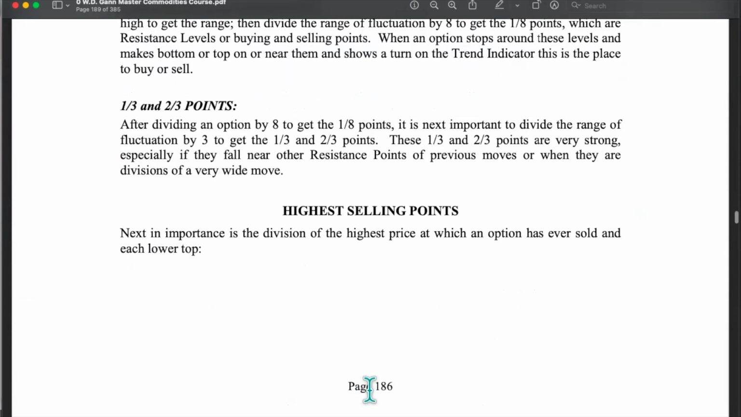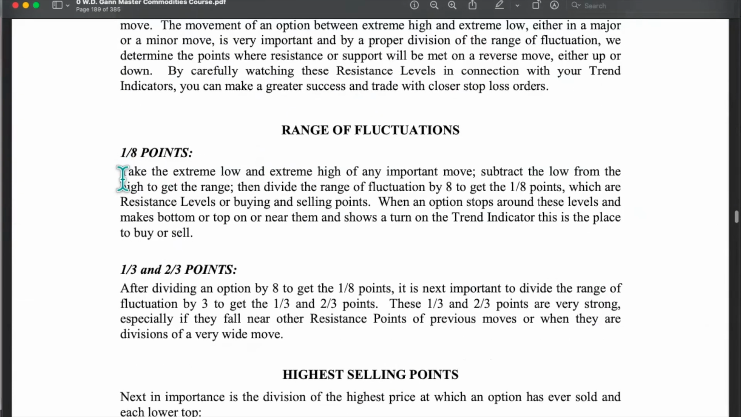Now, if you look at page number 186, it basically talks about taking the extreme low and extreme high of any important move, and subtracting the low from the high to get the range. Then divide the range of fluctuations by 8 to get 1 by 8 points, which are resistance levels or buying and selling points. When an option stops around these levels and makes bottoms or tops at or near them, it shows a turn on the trend indicator. This is the place to buy and sell. So this is generally dividing the entire range into 8 equal parts.